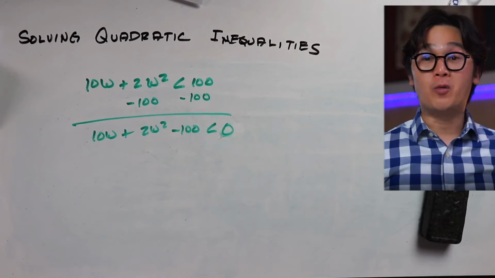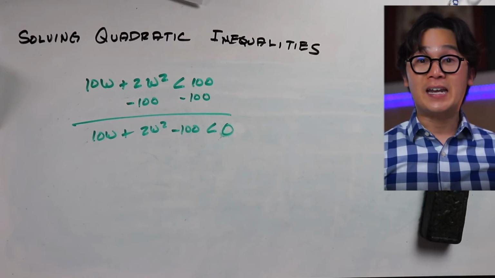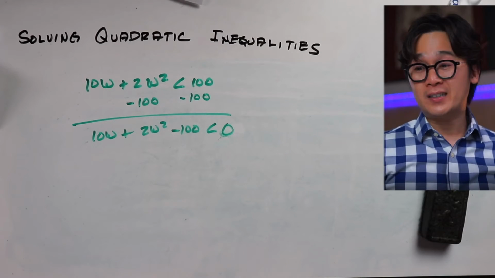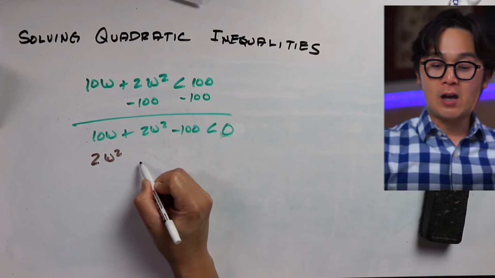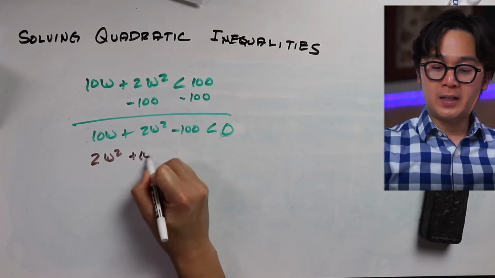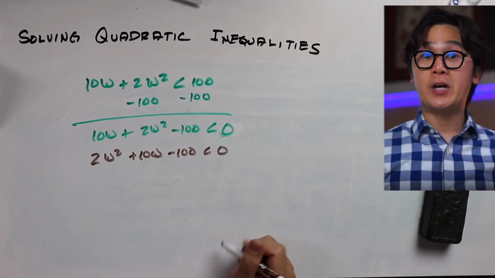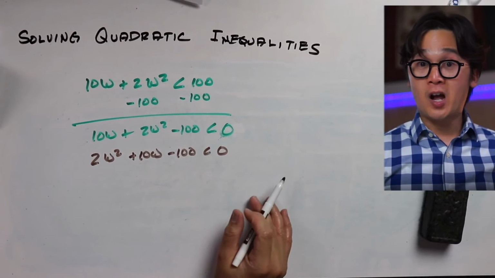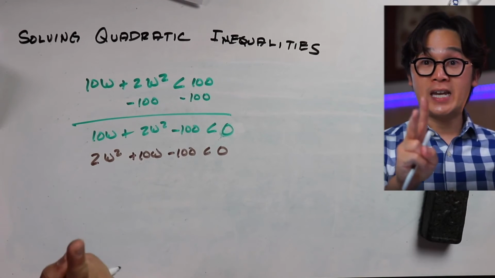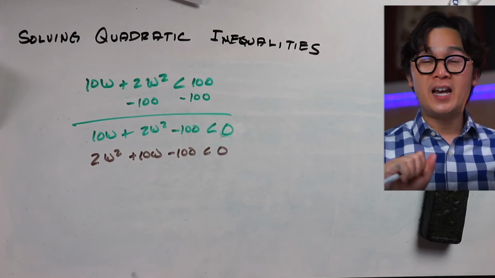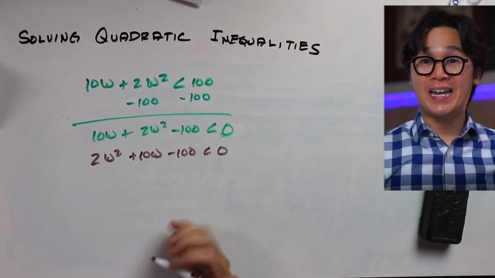So now that we have our inequality with 0 on our right-hand side, notice that this inequality is not in standard form. So let's change it into the standard form wherein the quadratic term is on the first term: 2W squared plus 10W minus 100 less than 0. And by doing so, we'll be able to solve our inequality by 1, finding the critical number, 2, setting up our sign chart, and 3, checking where our inequality is true in those intervals.